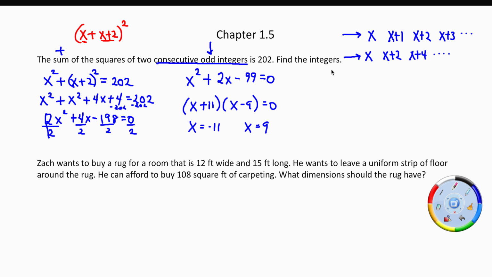Now, find the integers. It doesn't say anything about positive integers. It just says 2 consecutive odd. So if x is negative 11, x plus 2 is negative 9. There are 2 consecutive odd integers. And if x is 9, x plus 2 is 11. So here are 2 more consecutive odd integers.